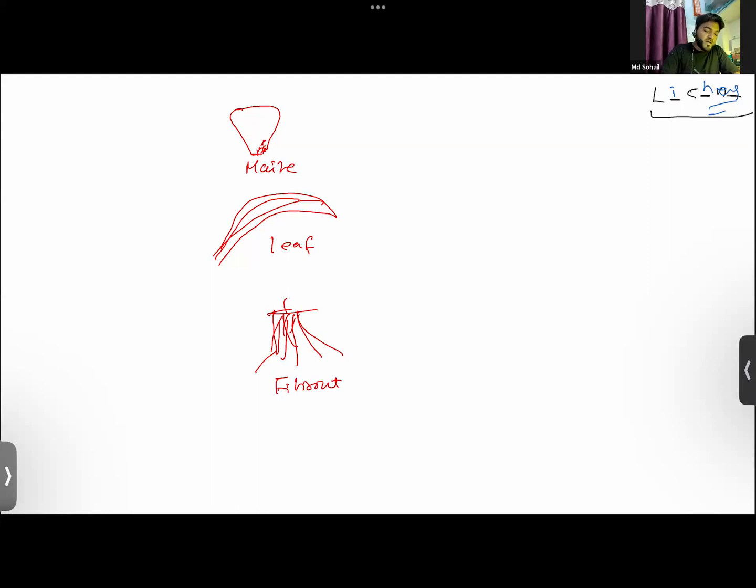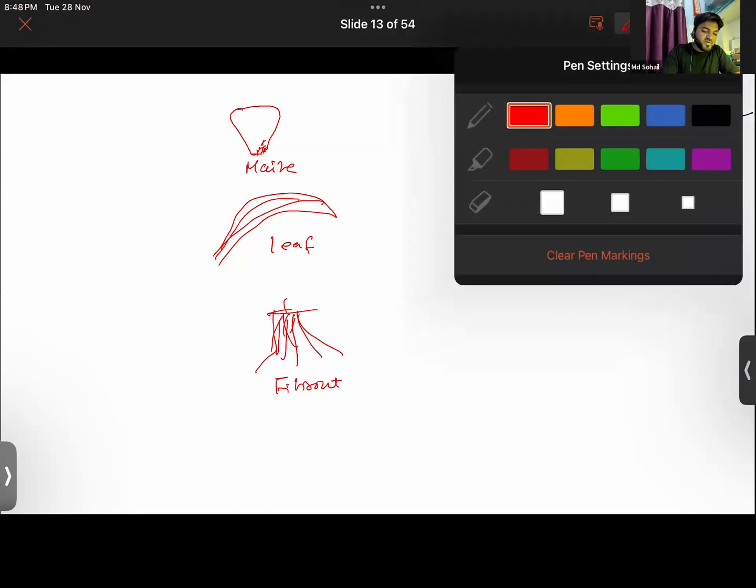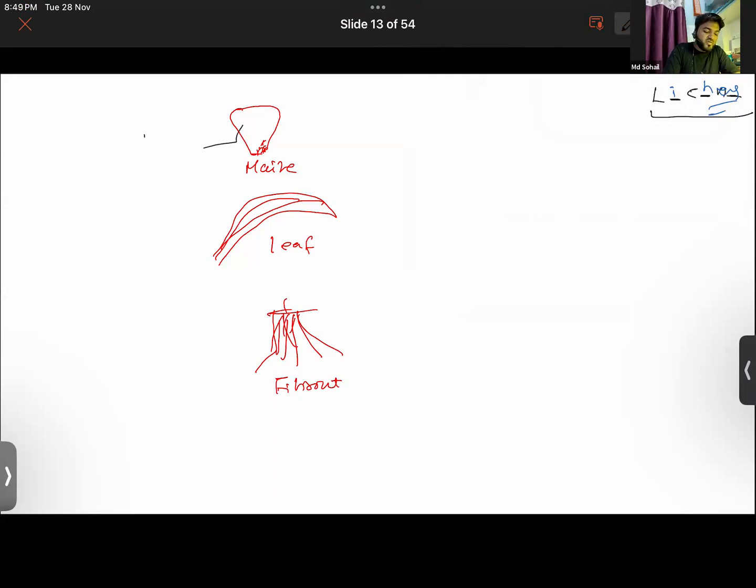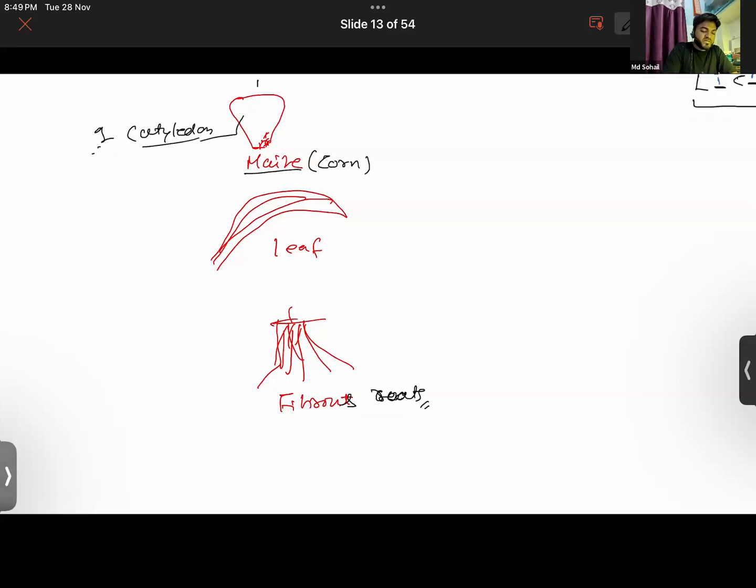And not just maize, consider any plant that has only one cotyledon. Corn, you get to see also. Maize or corn, both are the same thing. So fibrous roots are there in the case of monocot plants, right, Sundus?